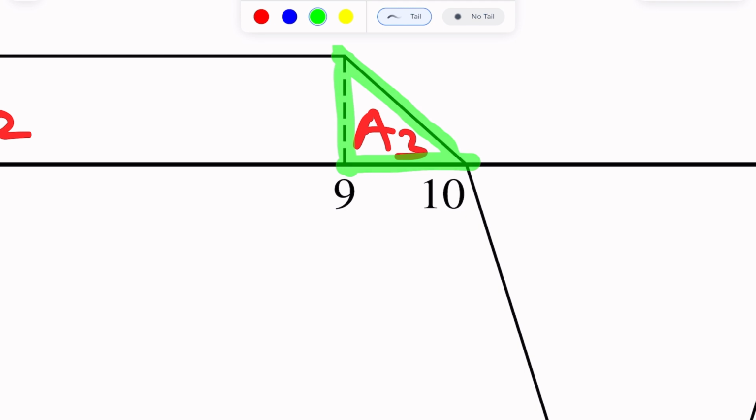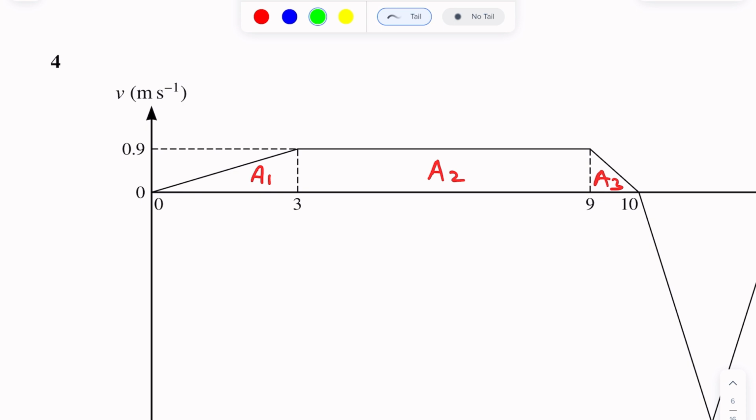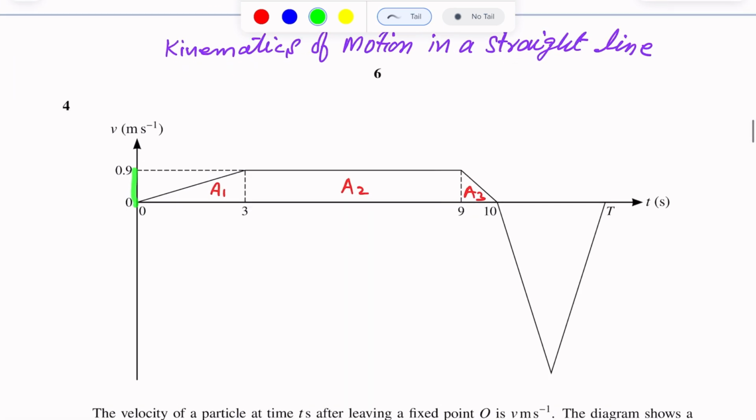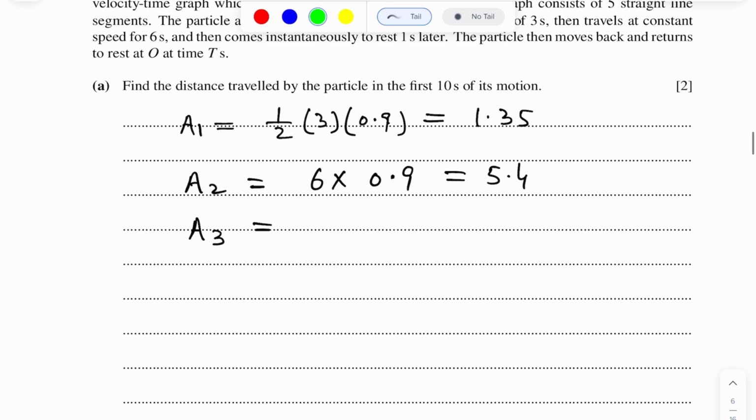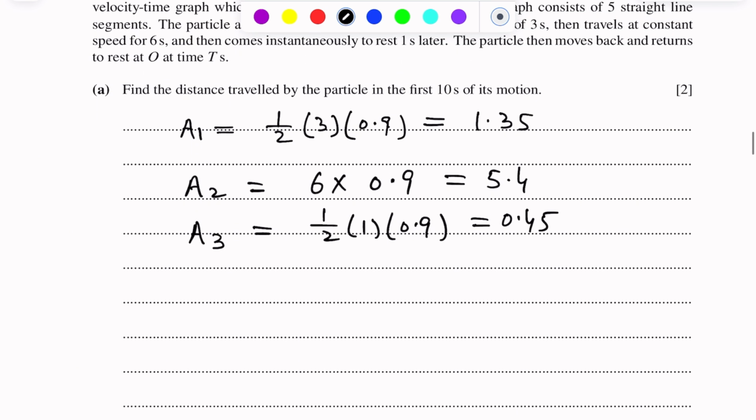And the third area is this right angle triangle: 1/2 base times height, where base is 1 and height is 0.9. We get 0.45. These are the three areas.